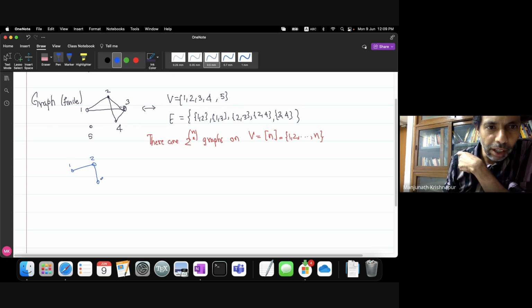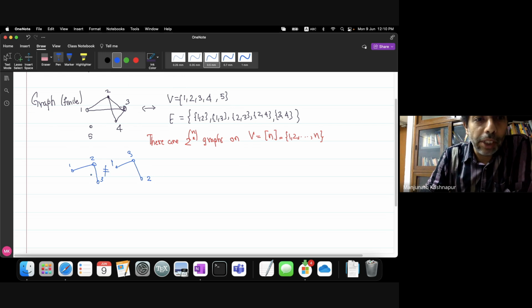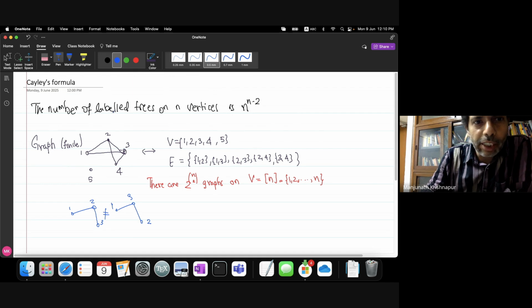If I have 1, 2, and 3, and 1, 3, and 2, they are not the same, because the vertex labeling is important. Here 2 has 2 neighbors, 1 and 3, whereas here 2 has only 1 neighbor. So they are not the same graph. But you may see that as pictures, they are exactly the same. But that's the question: what are we counting? When we are counting, we have to be clear about what things we regard as same and what things we regard as different. And here it is very important that everywhere I am going to be looking at labeled ones.